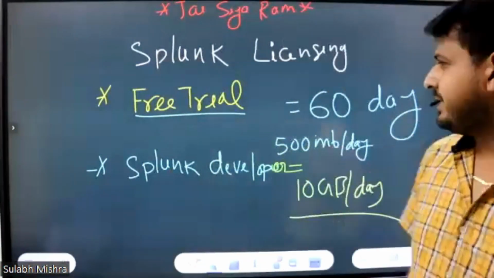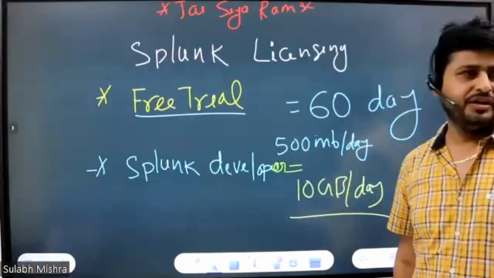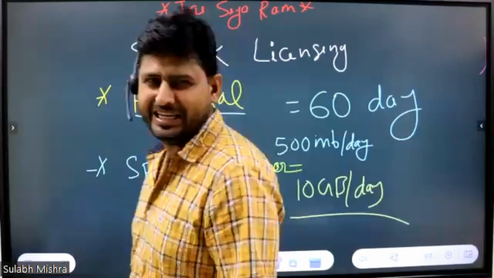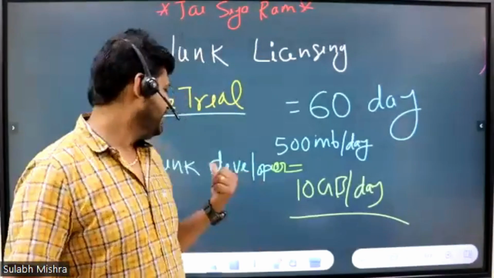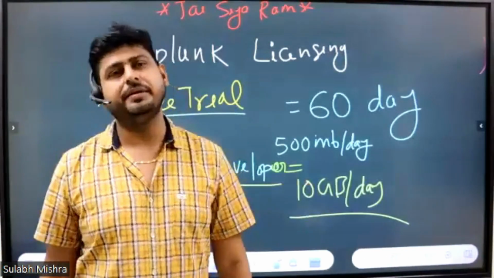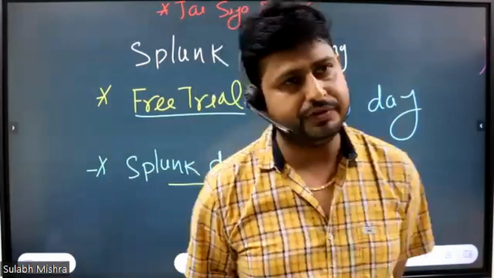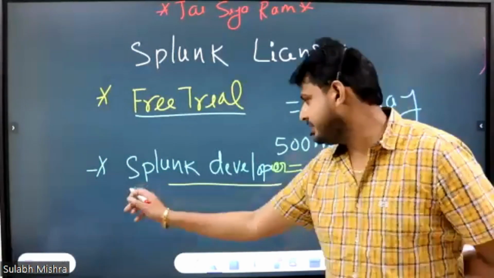If you want to do some practice, 500 MB data is not enough. You can fill the form and request the Splunk developer license. They are not going to monitor whether you're developing or not, but you can get this license, which is 10 GB per day. Free license, free. 10 GB per day developer license for free.